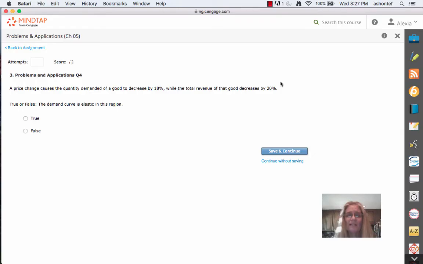That means the price increase was not enough, because there was such a huge drop in the quantity demanded that it drove down revenue. So what would that mean about this demand curve? I think you should be able to answer it now.